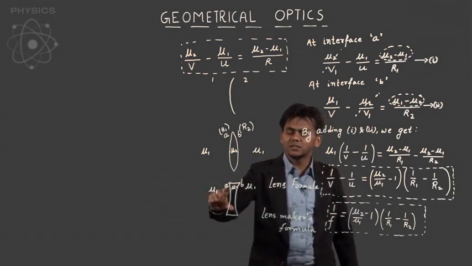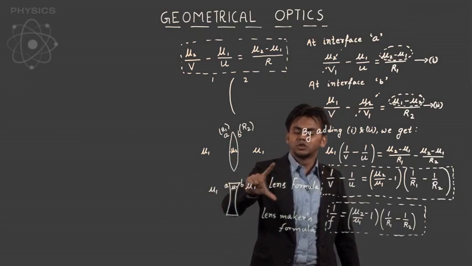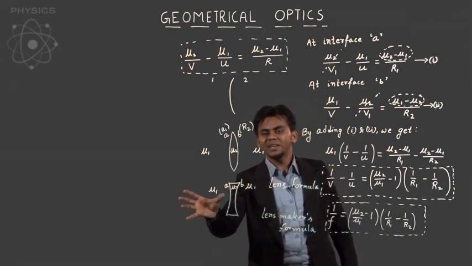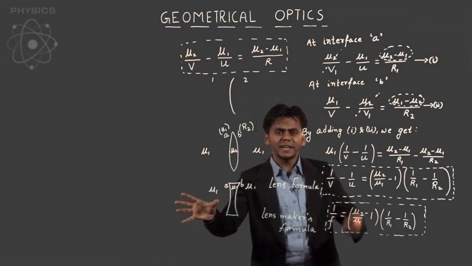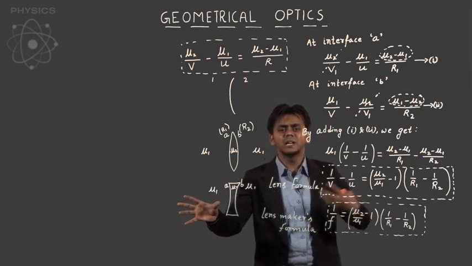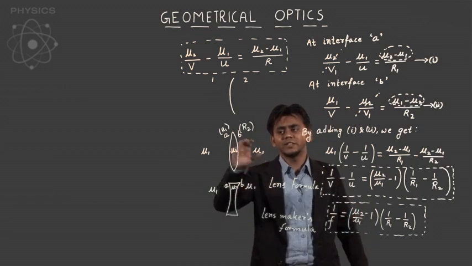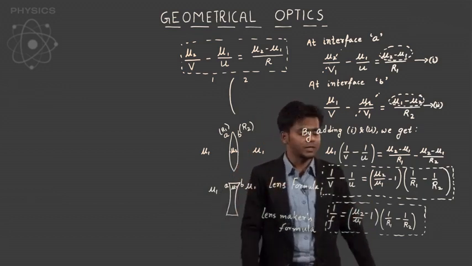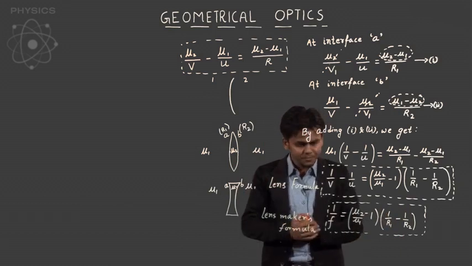If parallel rays diverge, they don't meet, they appear to come from some point, that would be negative, of course. So f negative means diverging lens. Geometry is not important. Even this could be a diverging lens or this could be a converging lens. Geometry is never important. It's geometry plus refractive indices.